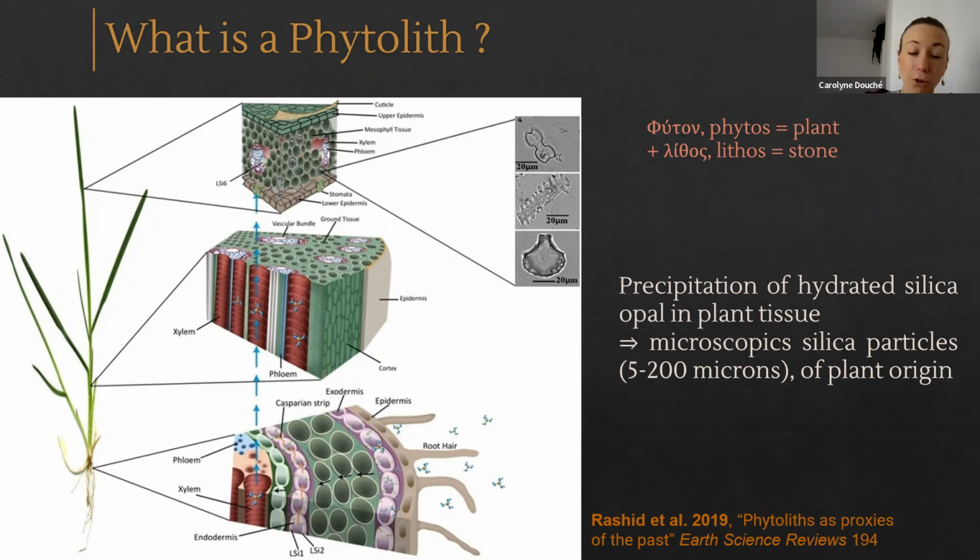Silicon has no function in the plant metabolism and therefore travels to the epidermis, so to the peripheral tissue, where the plant evaporates. When the leaf falls, the phytoliths are released, and some are preserved, whereas some are dissolved.